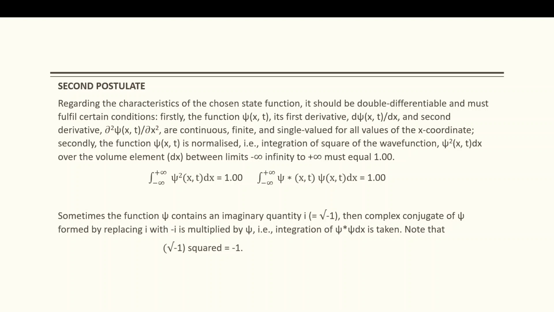Firstly, the function psi(x,t), its first derivative dpsi(x,t)/dx, and second derivative d2psi(x,t)/dx2, they are continuous, not discontinuous. They are finite, not infinite, and single valued for all values of the x coordinate. Secondly, the function psi(x,t) is normalized. That is, integration of the square of wave function, psi square dx, over the volume element dx between limits minus infinity to plus infinity must be equal to 1.